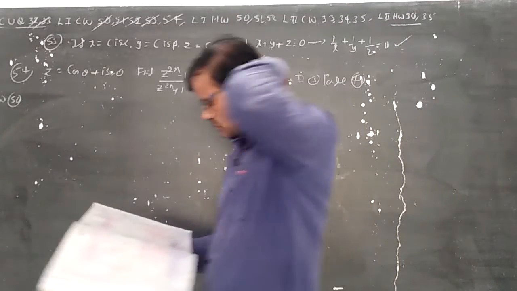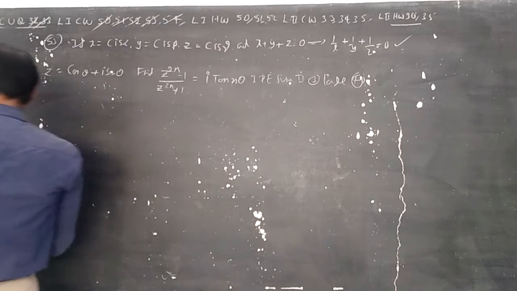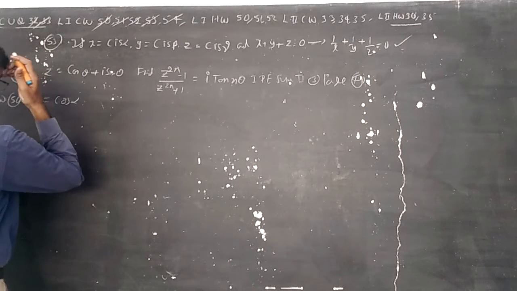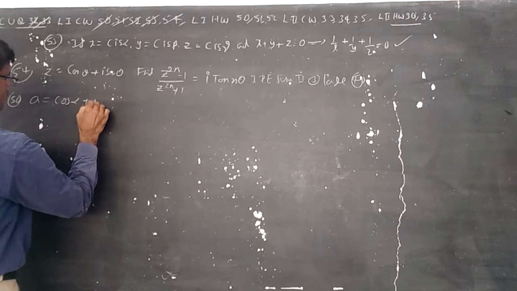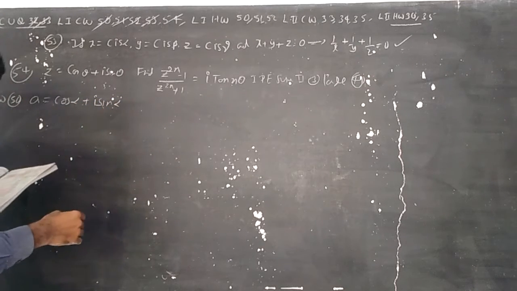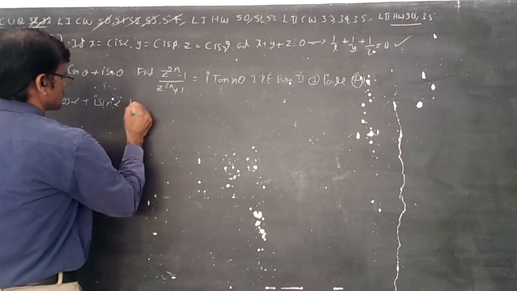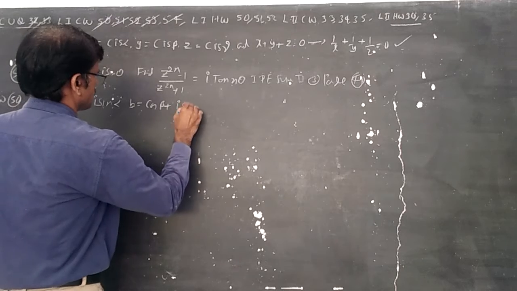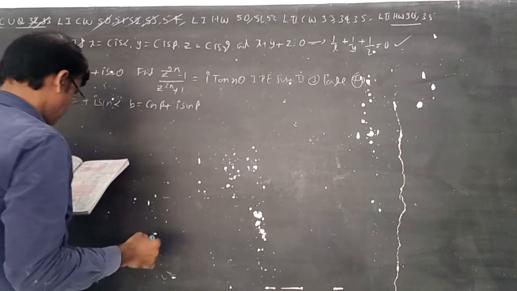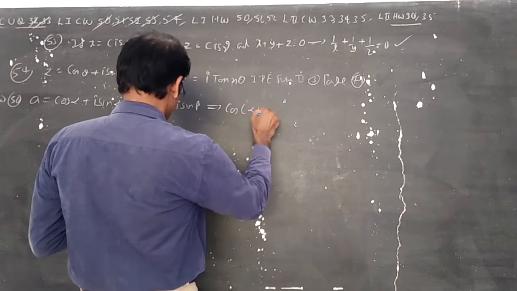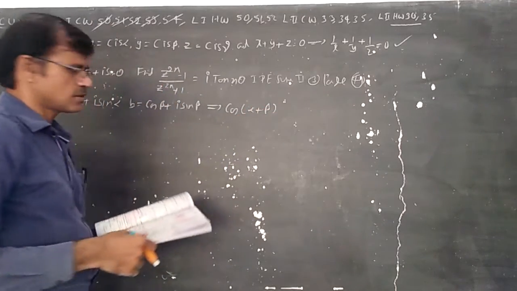A is equal to cos alpha plus i sin alpha, and B is equal to cos beta plus i sin beta. That implies the value of cos of alpha plus beta.